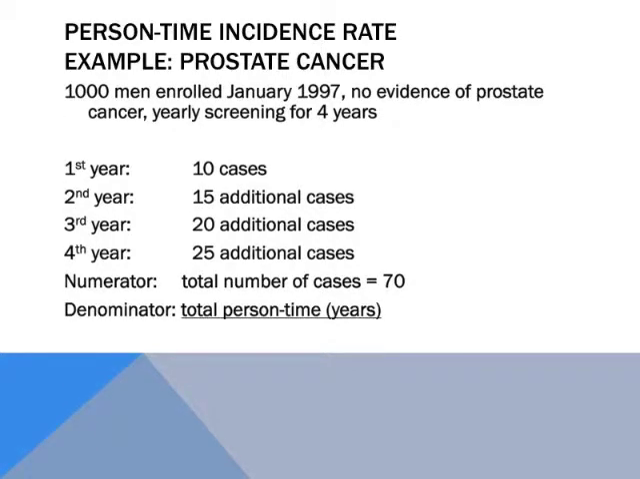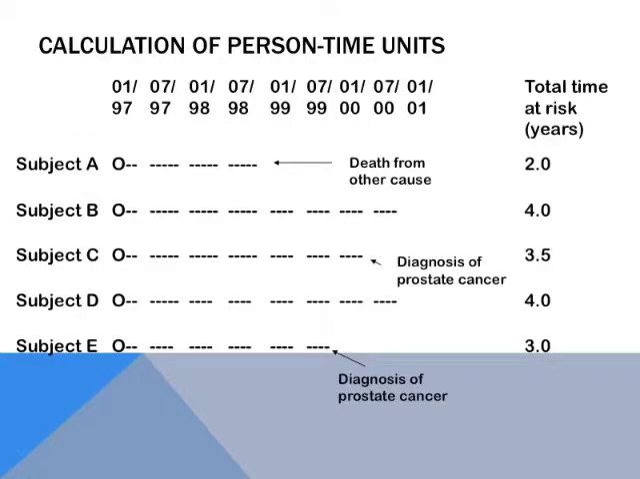To calculate the person time incidence, you need to calculate the total time that each of the 1,000 men were at risk. So for example, subject A died from another cause midway through the study, so was at risk for only 2 years. Subjects B and D completed the study, so were at risk for 4 years each. Subjects C and E were diagnosed with prostate cancer in the final year of the study, so were no longer at risk for developing the disease, so were only at risk for 3.5 and 3 years respectively.